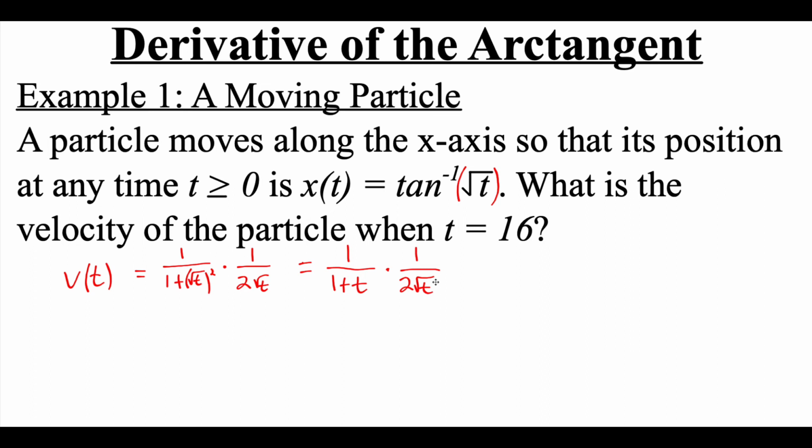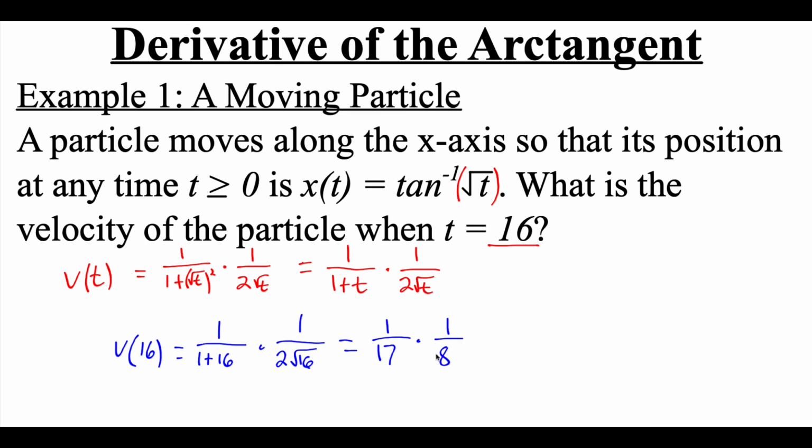Now we're trying to look at the velocity at a t-value of 16, so we're going to have to plug that in now. So the velocity at a t-value of 16 is going to be 1 over 1 plus 16 times 1 over 2 times the square root of 16. Now as we're looking at that first fraction, if we add those pieces together in the denominator, we're going to get 17. If we look at that second fraction, if we square root that 16, that's going to be 4, but then multiply that by 2, and that's going to be 8. So this is going to be 1/8. Multiplying those together, on top 1 times 1 is 1, on bottom 8 times 17 is 136. So the velocity of this particle at a t-value of 16 is 1 over 136.